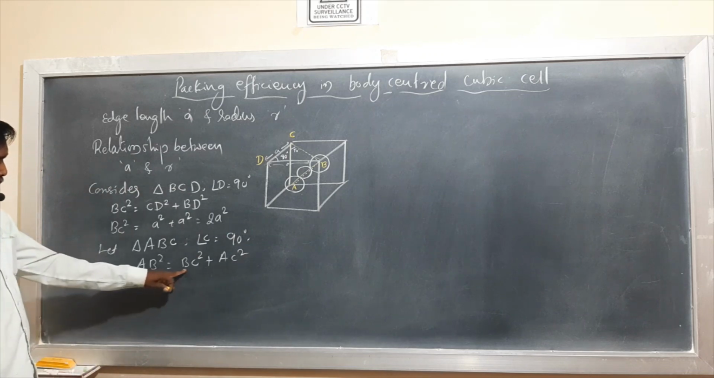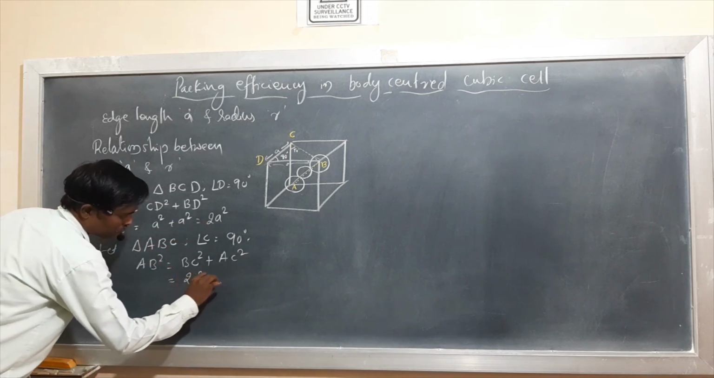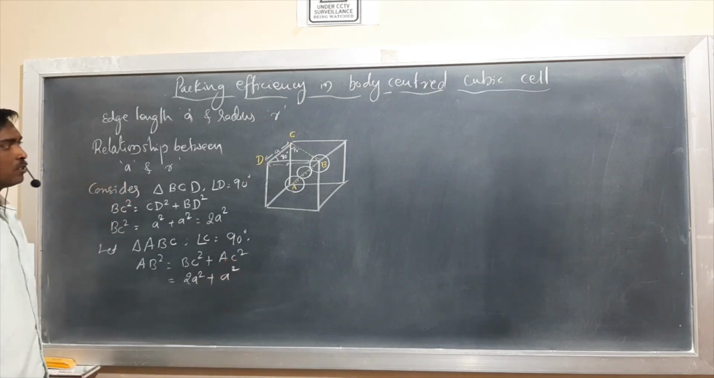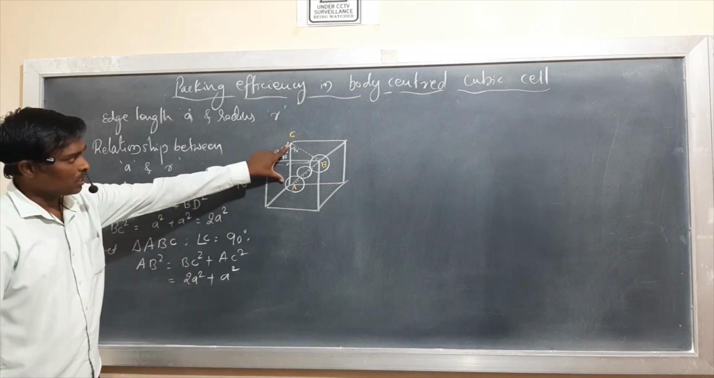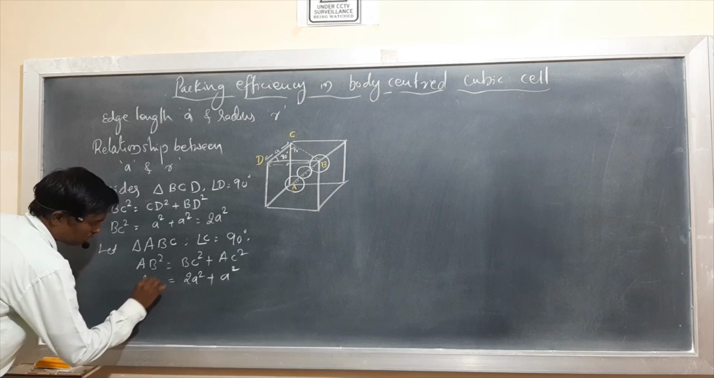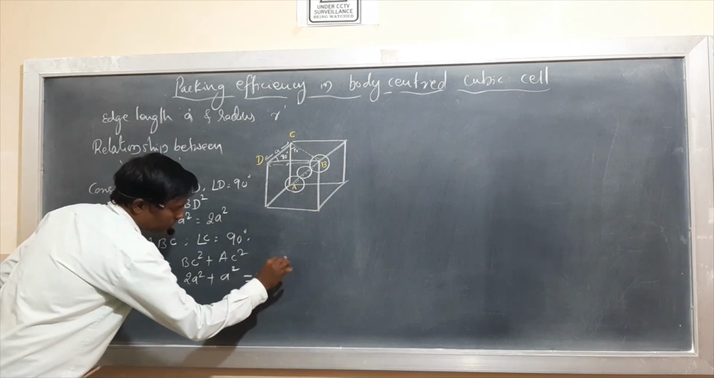Now BC square we just calculated is 2A square, plus AC square. AC is an edge length, which is defined as A, so this is A square. Therefore AB square is equal to 2A square plus A square, which is 3A square.